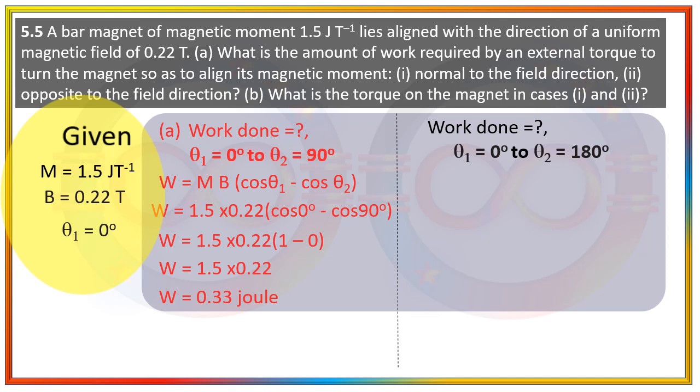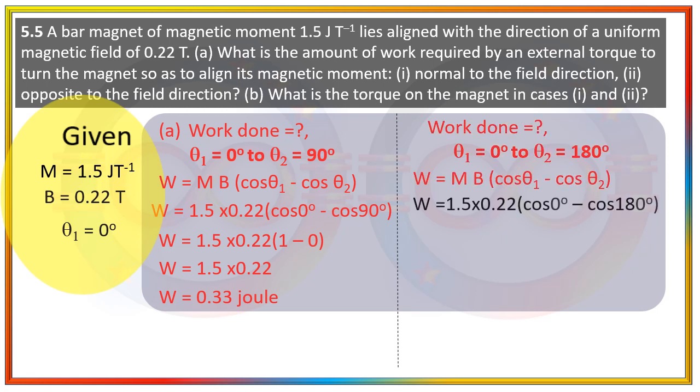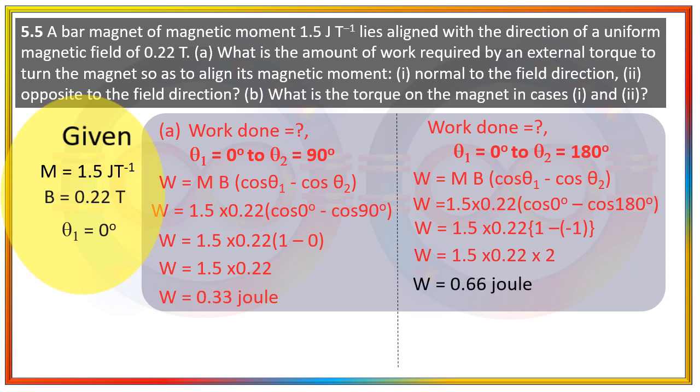Now when it is rotated to the opposite direction, that is 0 degree to 180 degree, theta 1 is equal to 0 and theta 2 is equal to 180 degree. In that situation the work done remains mB (cos theta 1 minus cos theta 2). Cos 0 is 1, cos 180 degree is minus 1, so it will be 1 minus (minus 1), plus 1, which is equal to 2. After multiplying, 1.5 into 2 is 3, into 0.22, it is nothing but 0.66 joule.